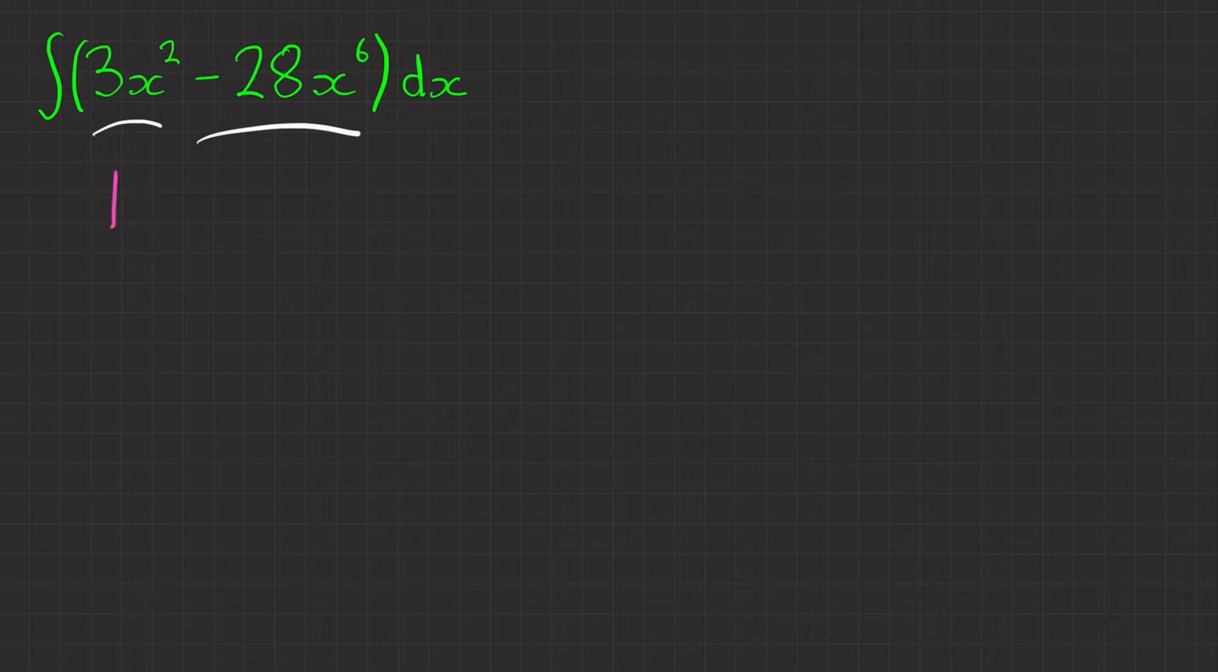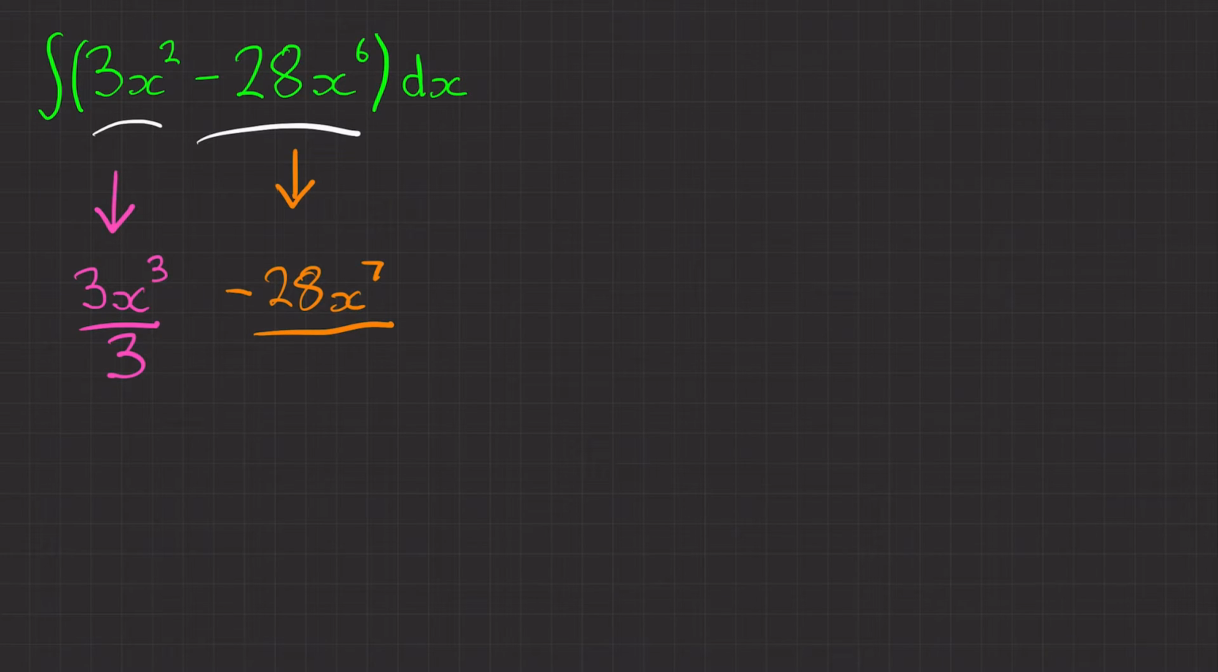So firstly integrating 3x squared, we'll have 3x to the power plus 1, so 2 plus 1, which is 3, all over 3. Then the minus 28x to the 6, we'll have minus 28x, add 1 to the power is 7, then all over the new power, which is 7. And then not forgetting the plus c at the end, for the constant we don't know.